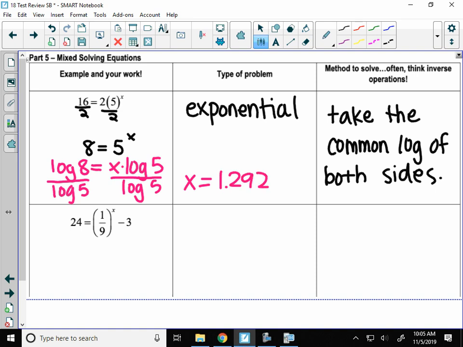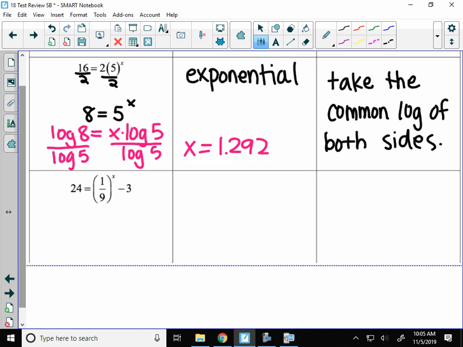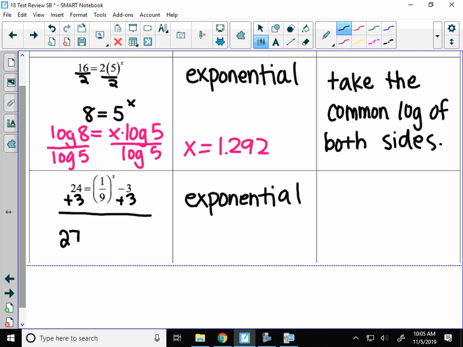All right, so that's the first kind of problem where you have an exponential and you have to use a log to solve. The second one here, what kind of problem is that? An exponential or a logarithm? That's also an exponential because there's an x in the exponent. Now again, I can't tell what method I'm going to use until I start a little bit here. So what would be your first step to solve? Add 3. So I add 3 and I get 27 equals 1 over 9 to the x.